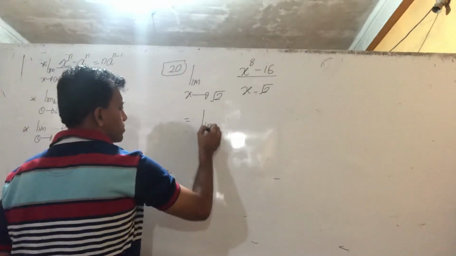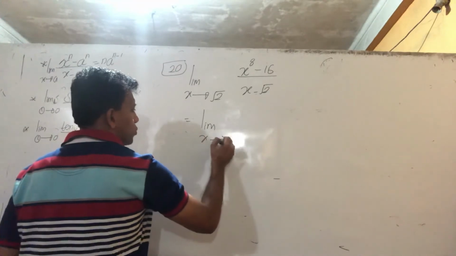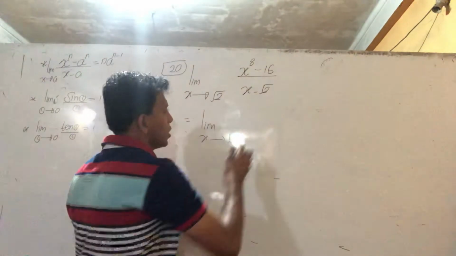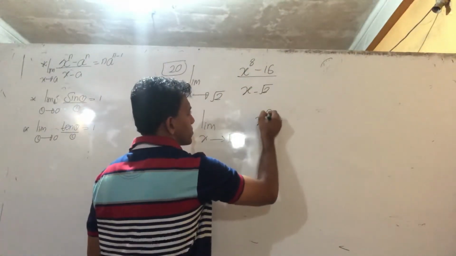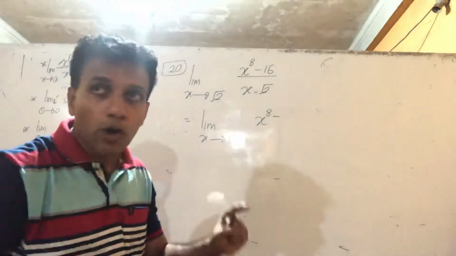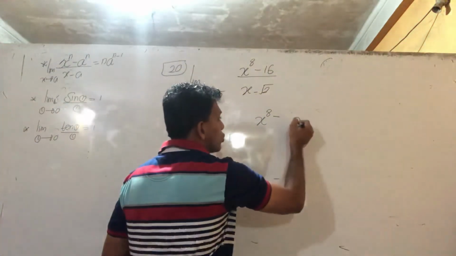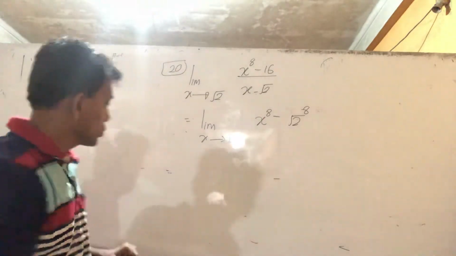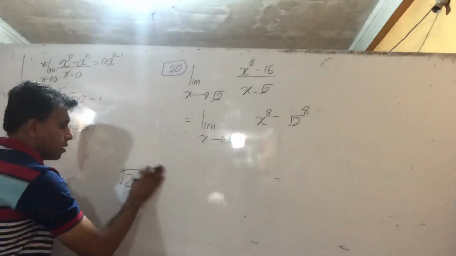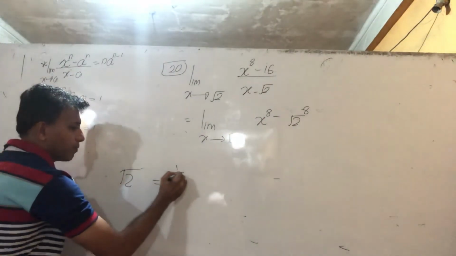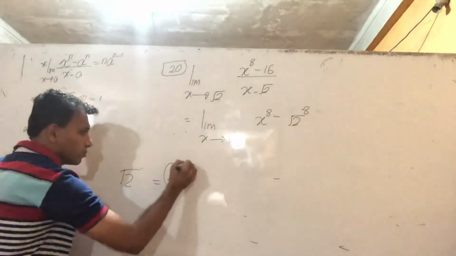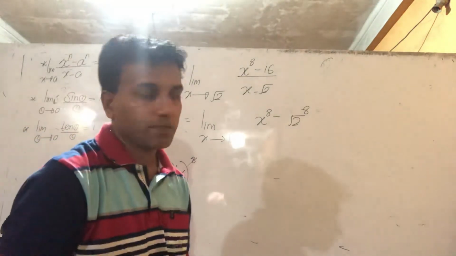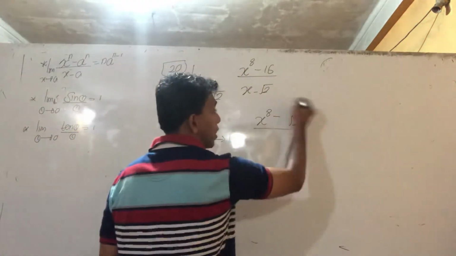Limit x tends to square root 2. Okay, x to the power 8. Can I write the 16 also as root 2 power 8? What is root 2 means what? 2 to the power half, power 8. 2 to the power 4 is 16. Check that, simple primary work, oral maths. Over below without the power.